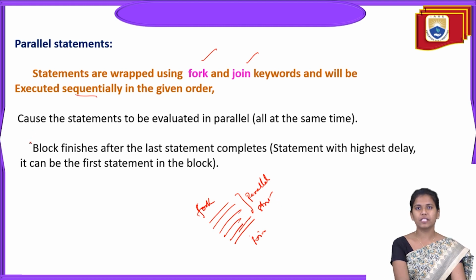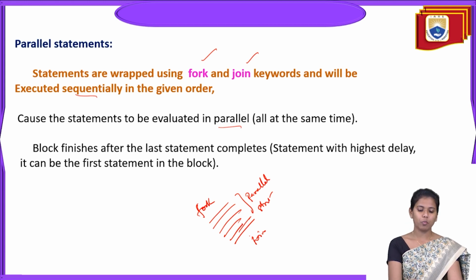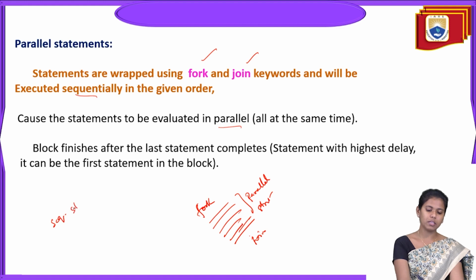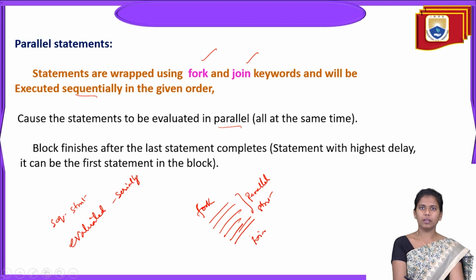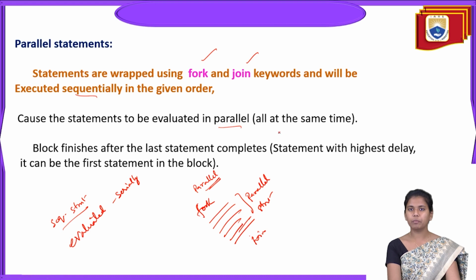And this parallel statement causes statements to be evaluated in parallel. That means when it comes to evaluation, all the statements will be evaluated parallelly. Whereas in sequential statements, all the statements are evaluated sequentially, serially. In parallel statements, all the statements are evaluated parallelly, that means at the same time.